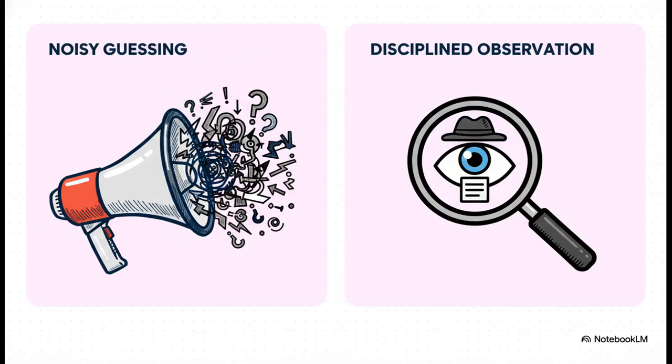Over on the left, you've got noisy guessing. That's like trying every key on a giant keyring for every door in a skyscraper. It's loud, it's inefficient, and you're just creating a ton of noise. But on the right, that's where we want to be. Disciplined observation. This is quiet, it's targeted, it's surgical. Every response from the server isn't just noise, it's a piece of evidence.